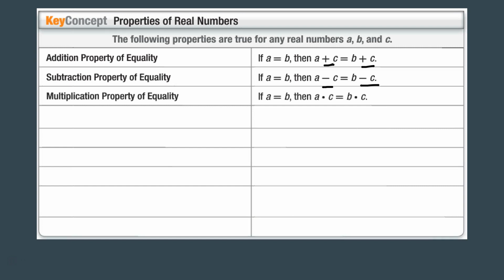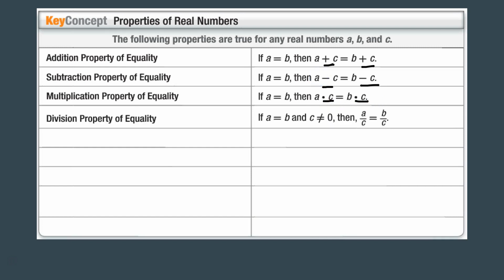Then we have the multiplication property of equality. If a is equal to b, then a times c is equal to b times c. Same idea as addition and subtraction property of equality. We're multiplying c to both sides this time. We haven't changed anything. We know that both sides are equal to each other.